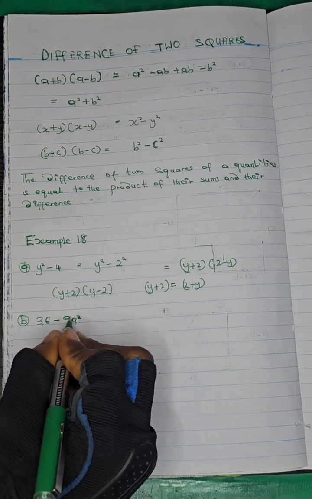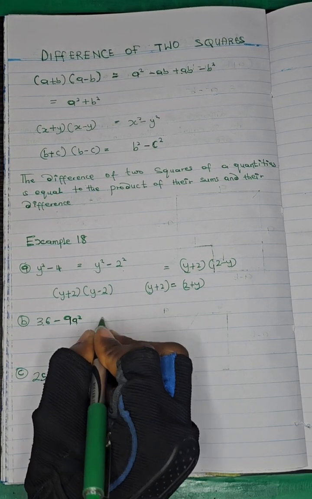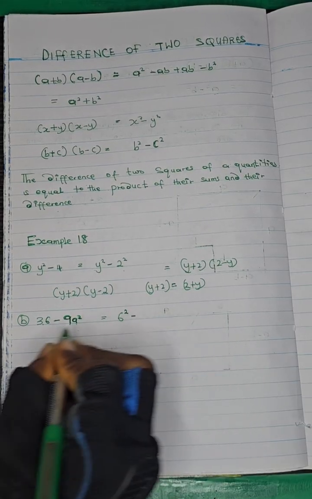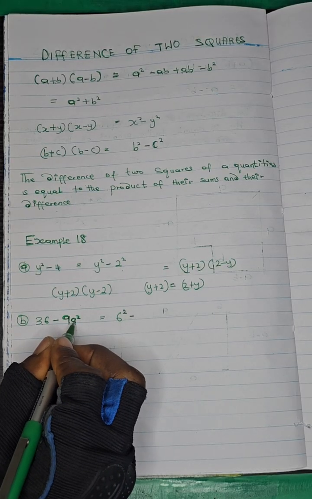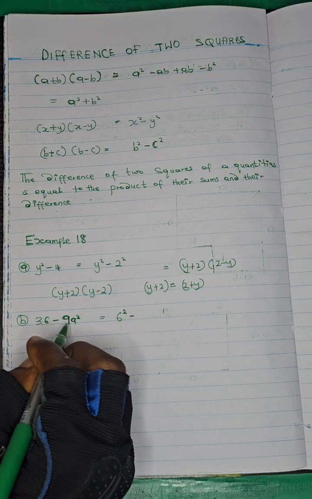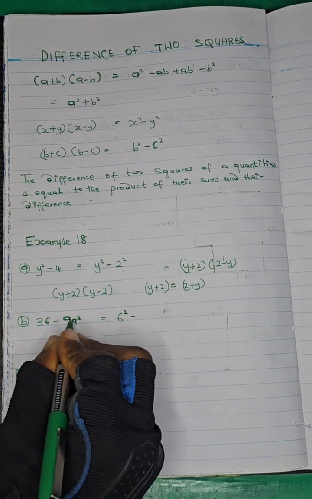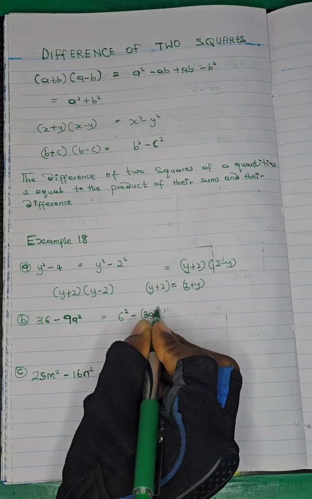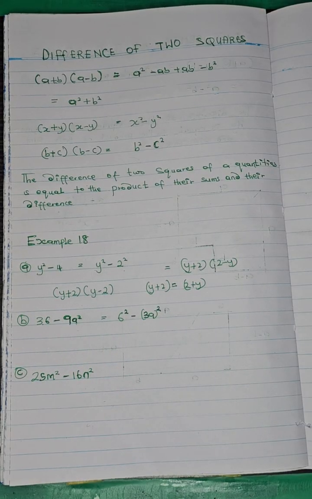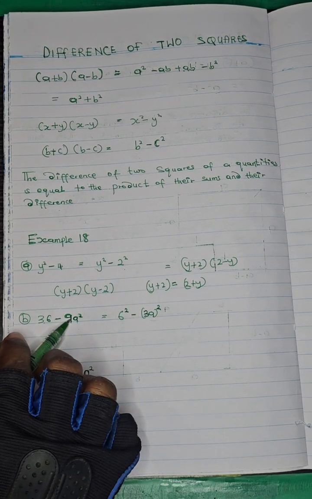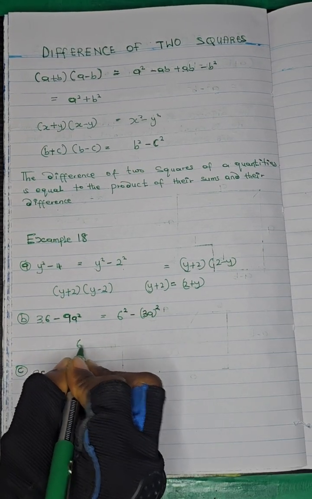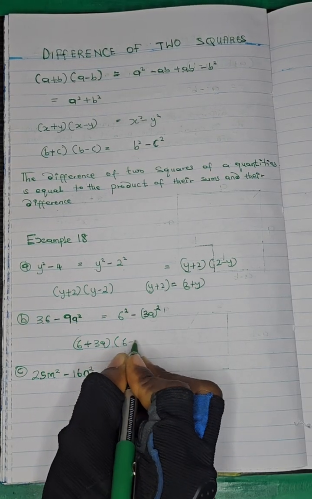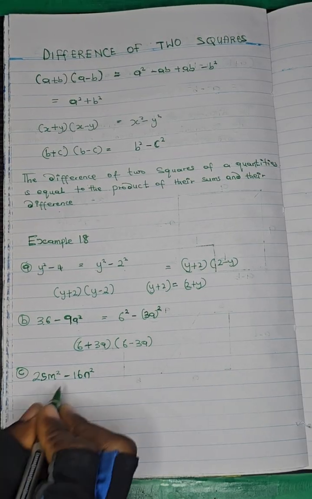We have 36 minus 9a squared. You know, a and 9 are always looking the same. So we can also write this as 6 raised to power 2, which is 6 squared, minus, mind you, if only this is a perfect square and this is not a perfect square, it will not work. All of them must be a perfect square for it to work. So in this case, 9a squared is 3a all raised to power 2. Mind you, all of them must be squared. You understand? Because if you solve this, you get this back. So your final answer will be 6 plus 3a, bracket 6 minus 3a.